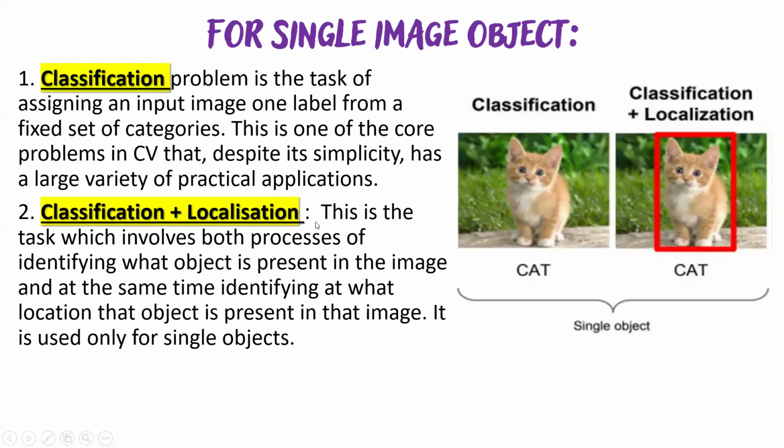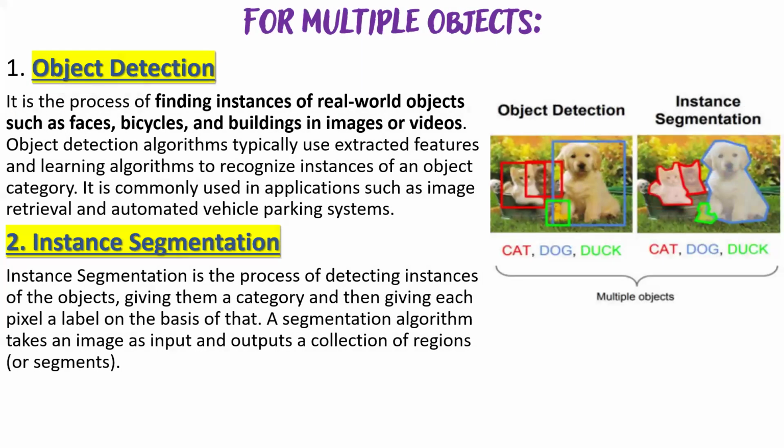Second, once it has done it, so this is the task which involves both processes of identifying what the object is present in the image and at the same time identifying at what location that object is present. इसको localize करना है हम लोग, position निकालना है उसमें. Fine? Okay. In this case, what's happening? Object detection means आपने सारे objects, because there are multiple objects here, cycle भी है, bucket भी है, a flower भी है, so everything is there.